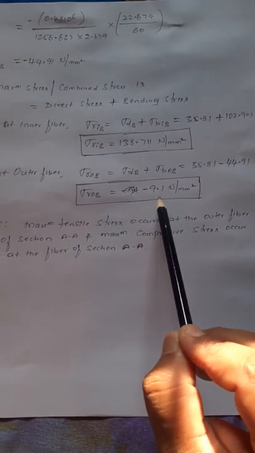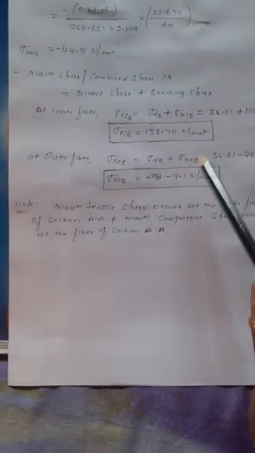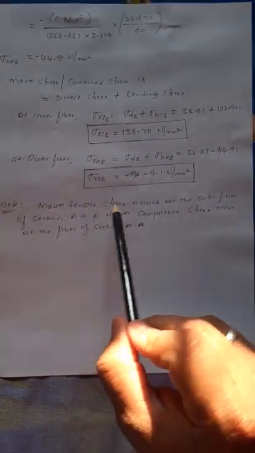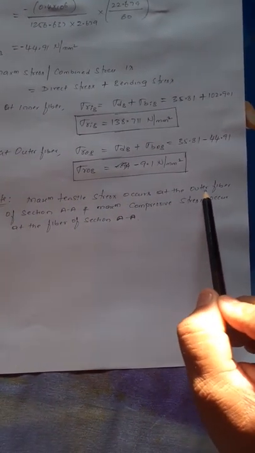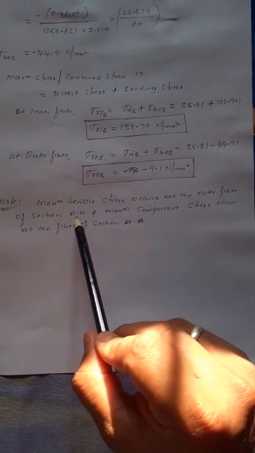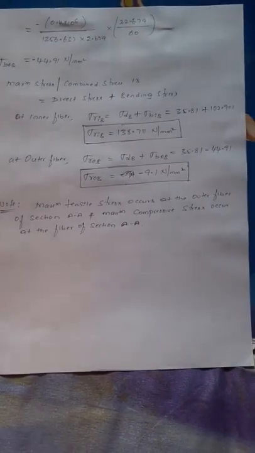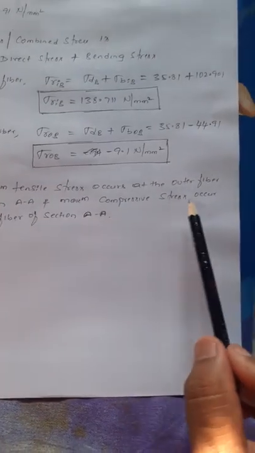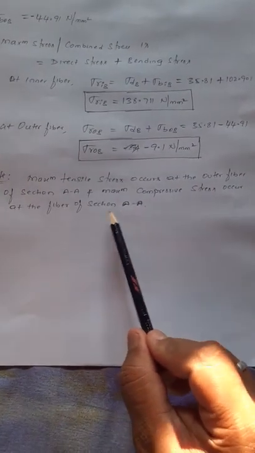Substitute, it will be negative in nature, minus 9.1 Newton per mm. Now, by seeing all this, where do we get the maximum stress here? Maximum tensile stress occurs at the outer fiber of the section AA. What is its value? It is 157.188, right?